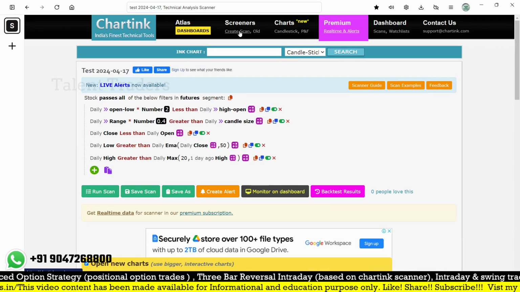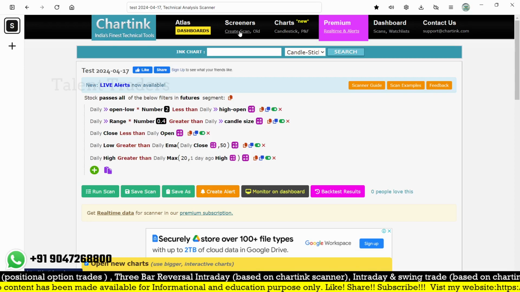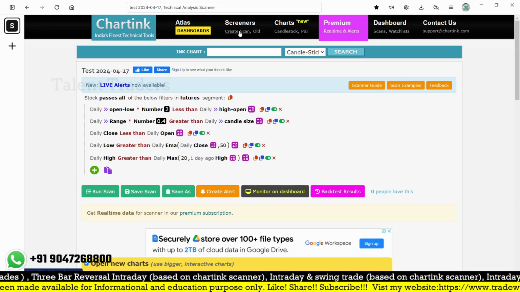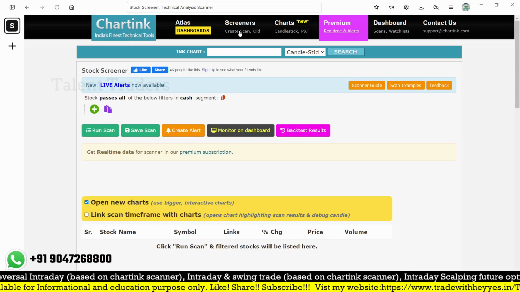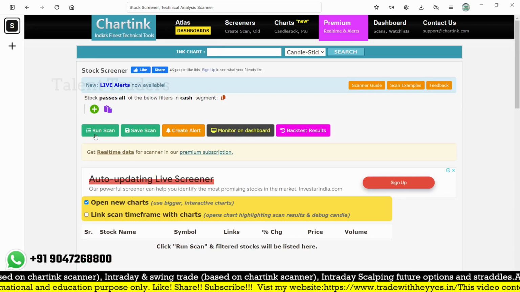So we are going to use a 50 period. In this case, here we are talking about 50 period EMA. Okay, so let me create a scan.